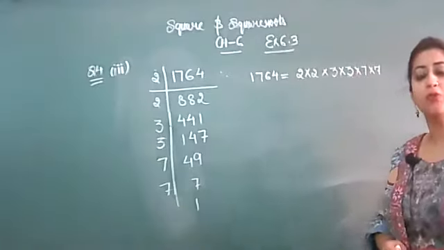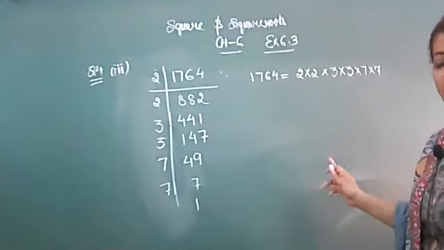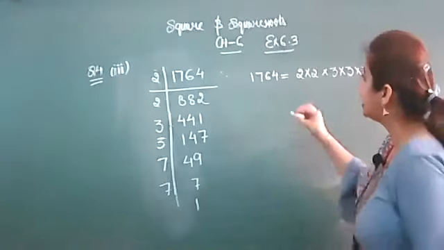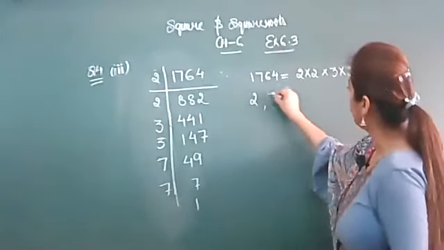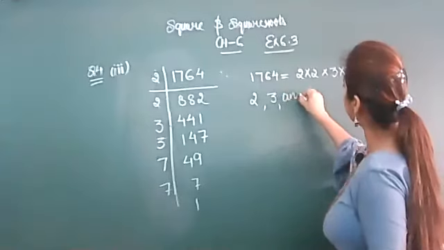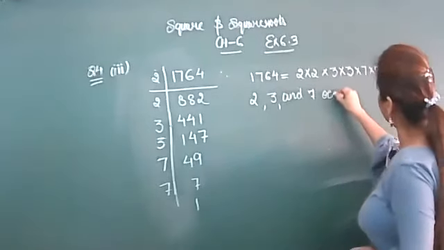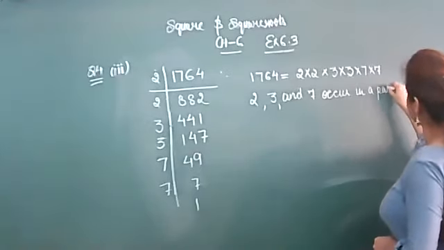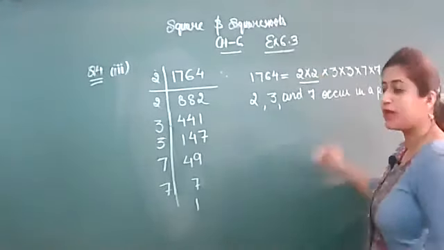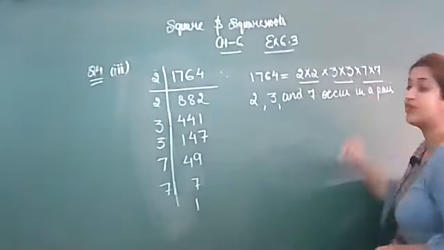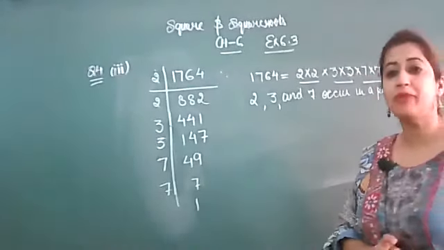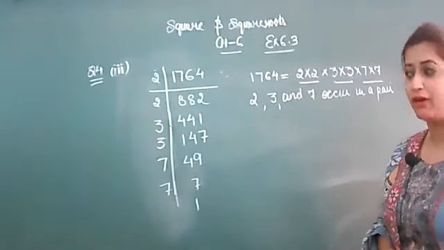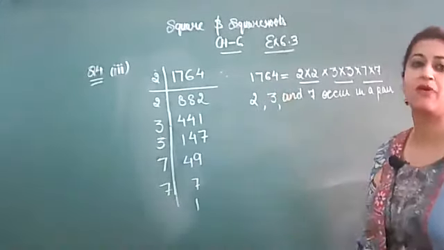Now, we want to find the square root of this number. So we will put square root on both the sides. So firstly, you will write here 2, 3 and 7 occur in a pair. As you can see that 2 is occurring in a pair, 3 is occurring in a pair, 7 is also occurring in a pair. That means all different numbers are having a proper pair. That means this number is a perfect square.